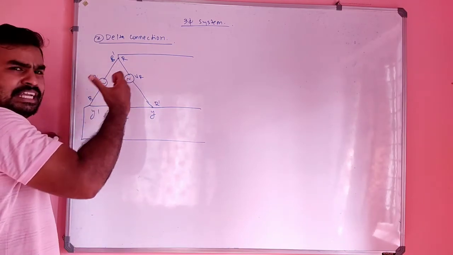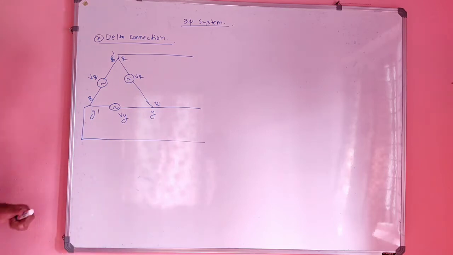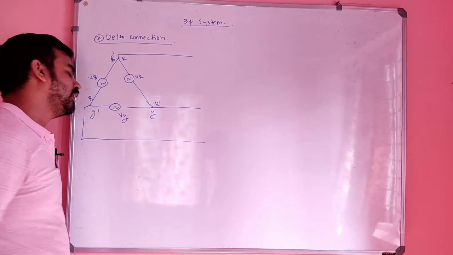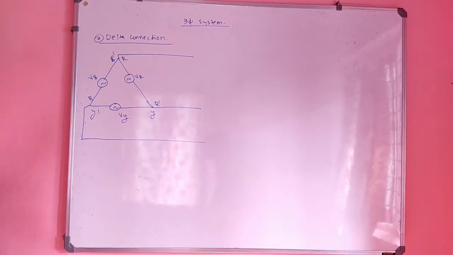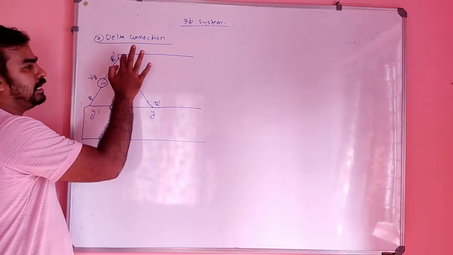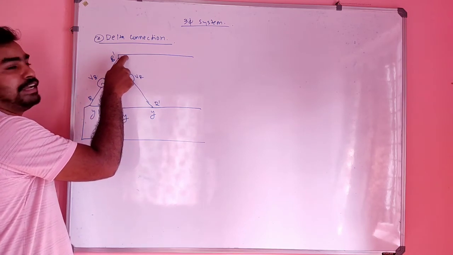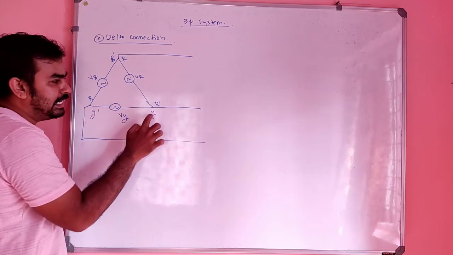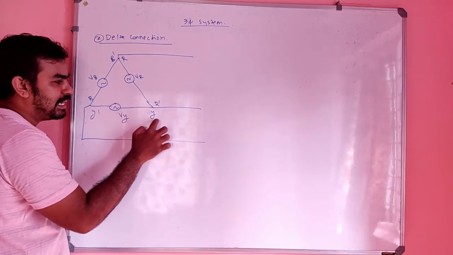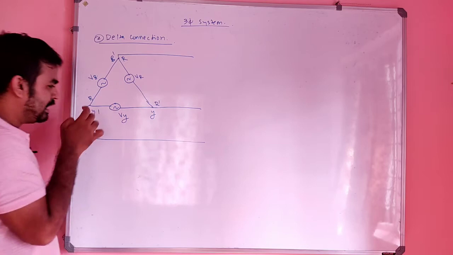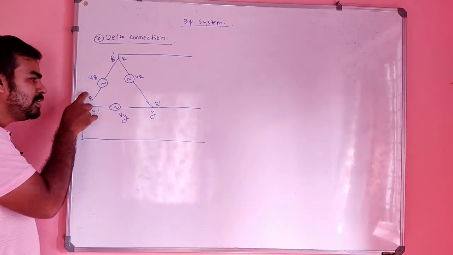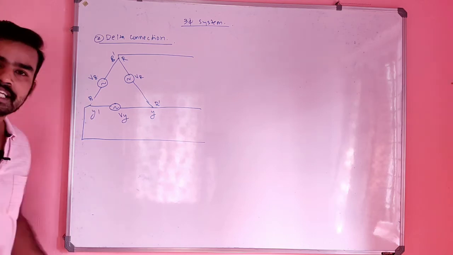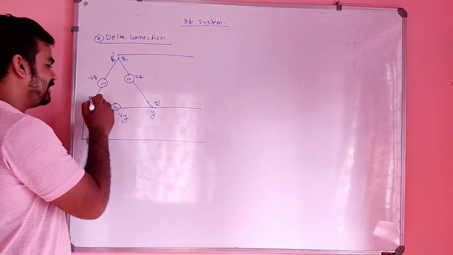What we are doing in a delta connection? In a delta connection, the dissimilar ends are connected together. It's very, very important. That means the starting terminal of one phase is connected to the finishing terminal of the other coil. That type of connection is called delta connection.